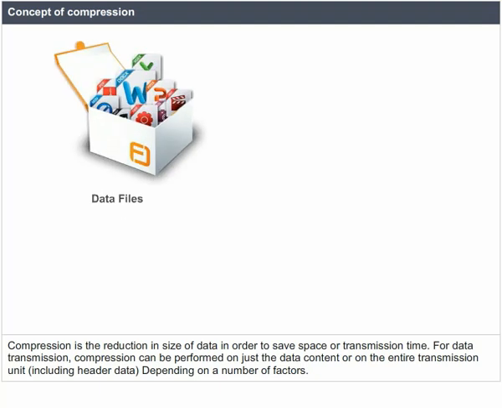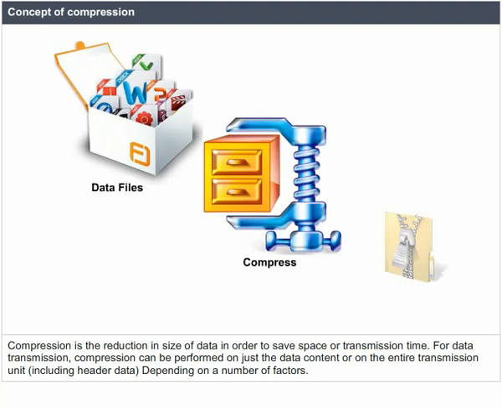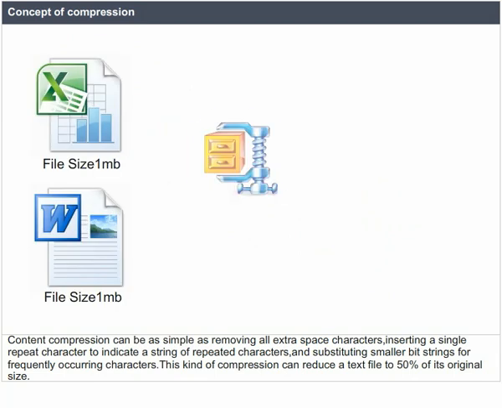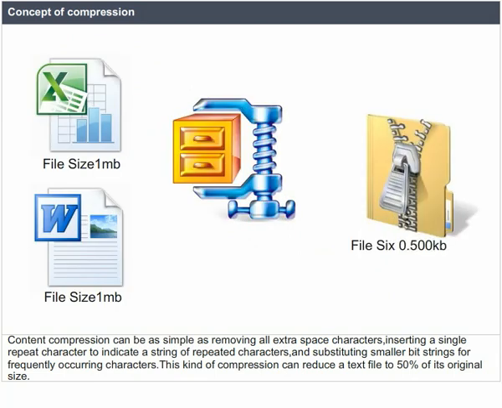Concept of compression. Compression is the reduction in size of data in order to save space or transmission time. For data transmission, compression can be performed on just the data content or on the entire transmission unit, including header data, depending on a number of factors. Content compression can be as simple as removing all extra space characters, inserting a single repeat character to indicate a string of repeated characters, and substituting smaller bit strings for frequently occurring characters. This kind of compression can reduce a text file to 50% of its original size.